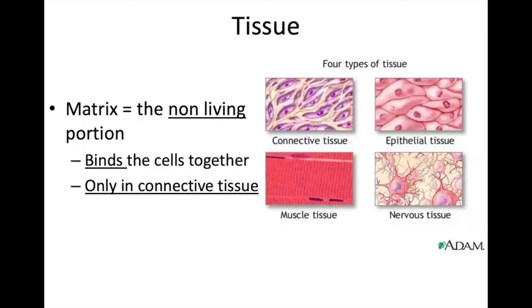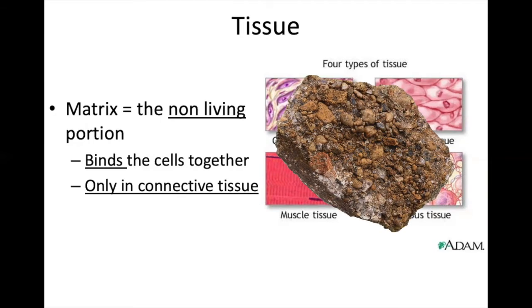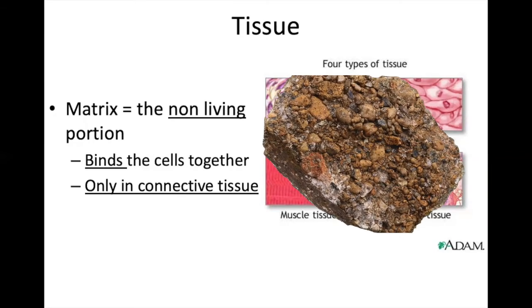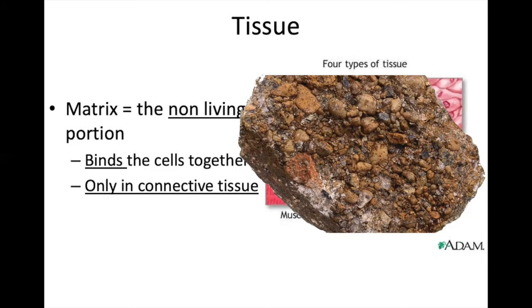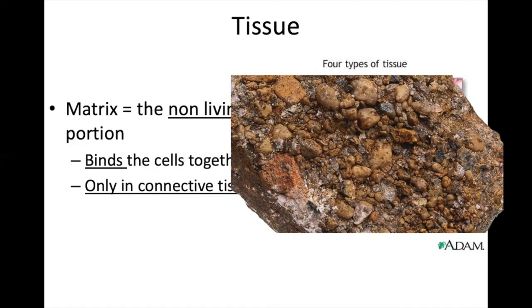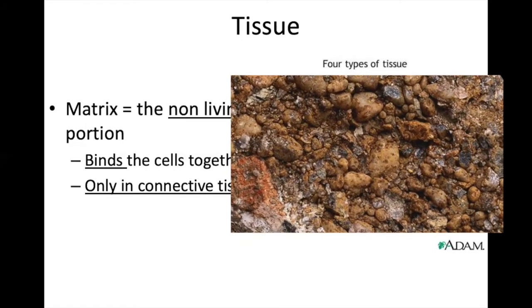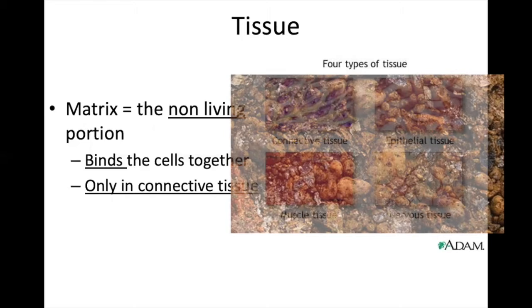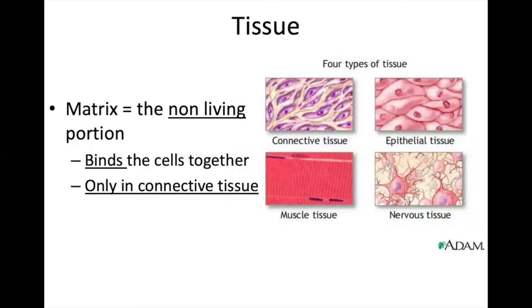Kind of hard for you to imagine that if you've never seen it before. So instead, think of a rock. Some rocks are actually smaller rocks cemented together. So if you think of those smaller rocks as the cells, the cement is the matrix. It's what's binding all of them together. And that's what your tissues are like.